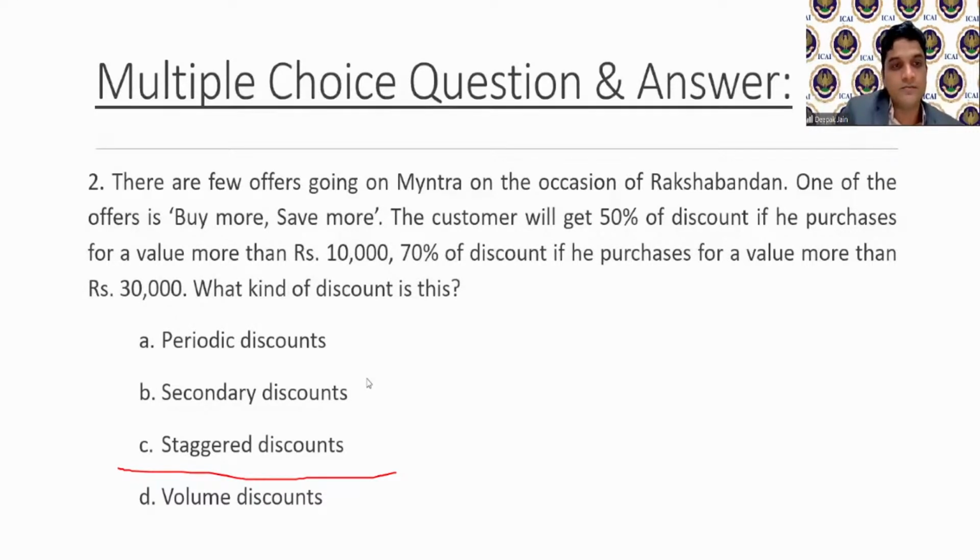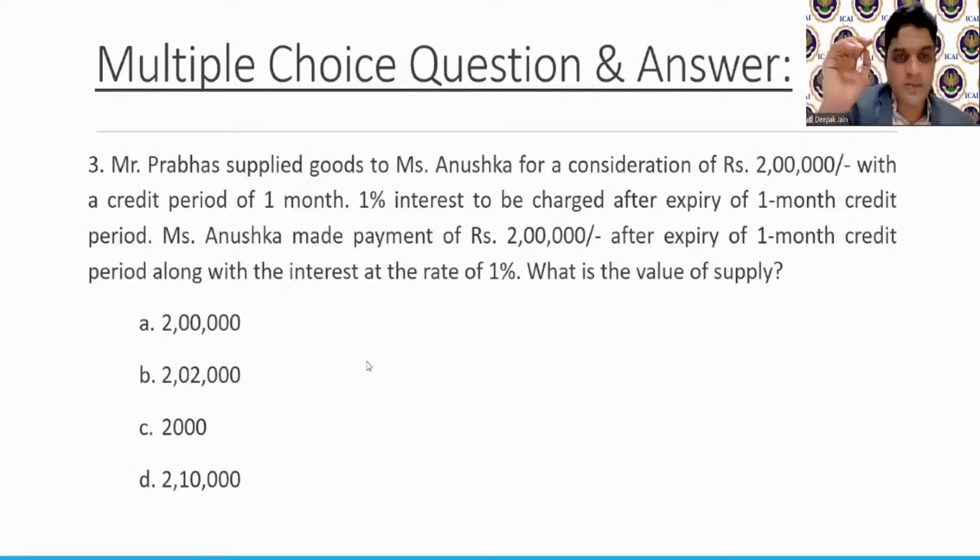Correct. Mr. Prabhas supplied goods to Miss Anushka for a consideration of 2 lakh rupees with a credit period of 1 month. 1% interest is to be charged after expiry of the 1 month credit period. Miss Anushka made payment of 2 lakh rupees after expiry of the 1 month credit period along with the interest at the rate of 1%. What is the value of supply?